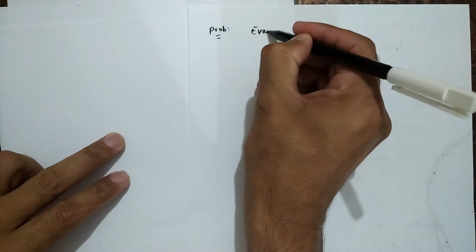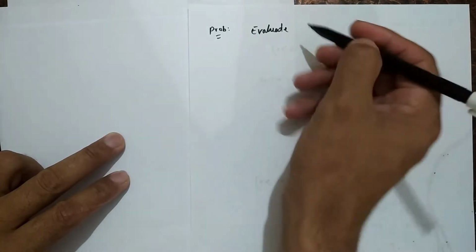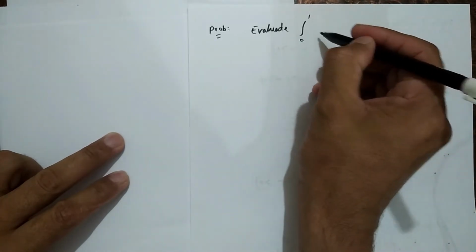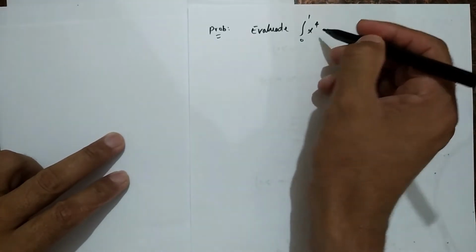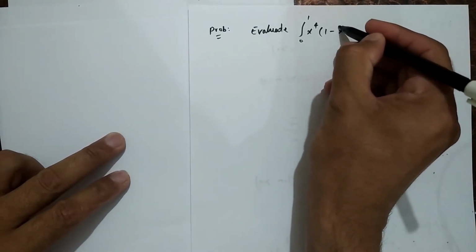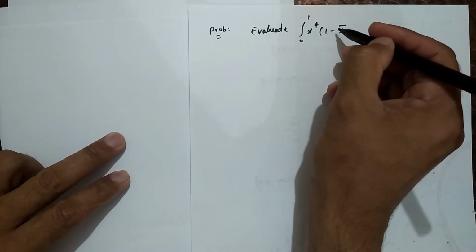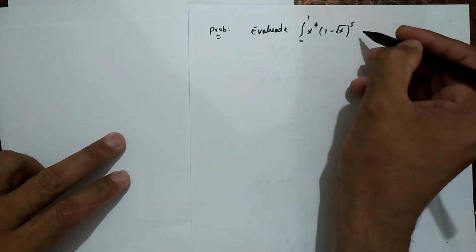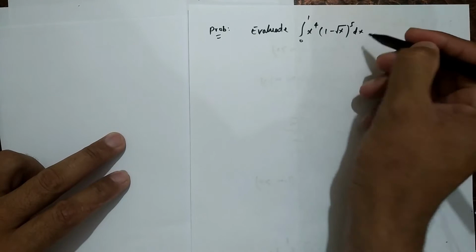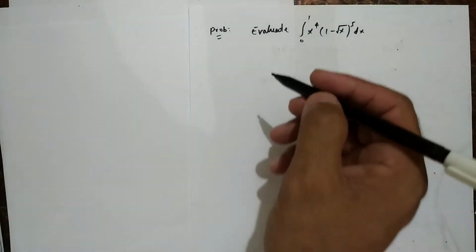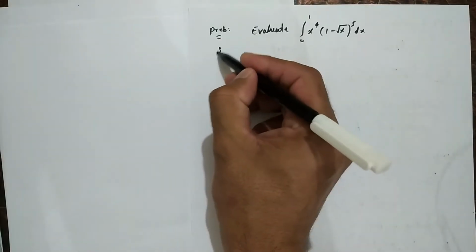Evaluate the integral from 0 to 1 of x to the power 4 into (1 minus √x) to the power 5 dx. So, solution.